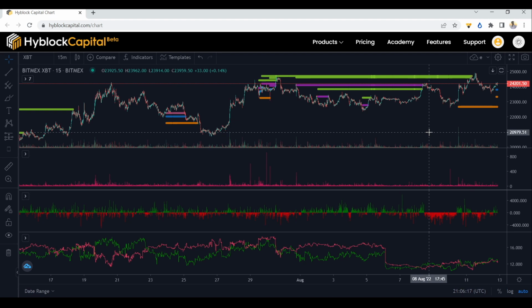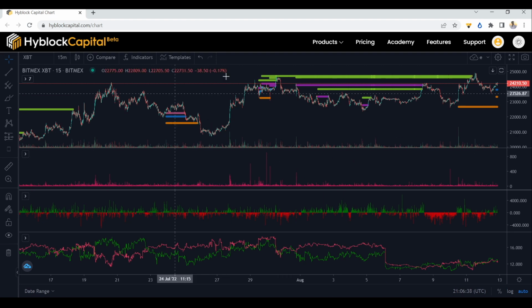What I'm going to be doing today is using Hyblock Capital to provide you with an entire system. So this is going to be a reversal trading system if you do so choose to use it. I know this looks like a ton of indicators, and it is a lot of indicators. I'm going to walk you through each one of them and how they all kind of talk to one another and how that works out.